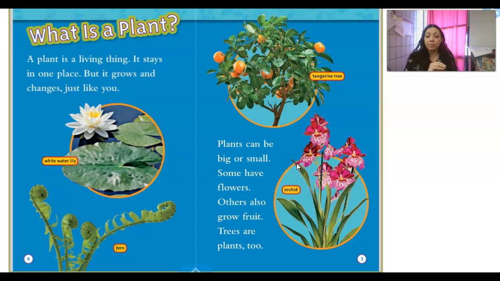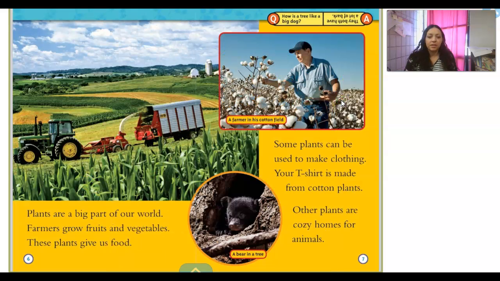Plants can be big or small. Some have flowers. Others also grow fruits. Trees are plants too. Plants are a big part of our world. Farmers grow fruits and vegetables. These plants give us food. Some plants can be used to make clothing. Your t-shirt is made out of cotton plants. Other plants are cozy homes for bears.